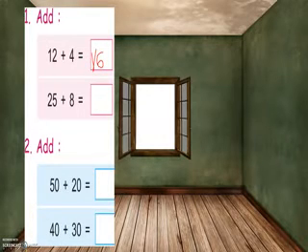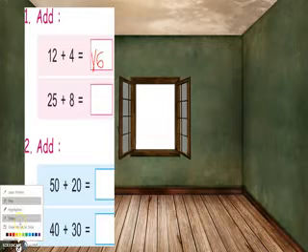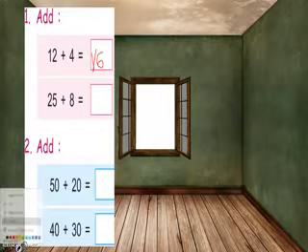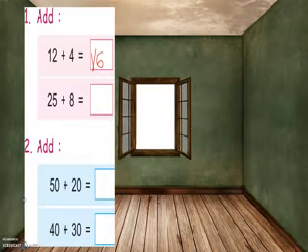And the next one, 25 plus 8. What is 25 plus 8? We have to add 8 to 25. So 26, 27, 28, 29, 30, 31, 32, 33. So you have to write 33. 25 plus 8 is 33.